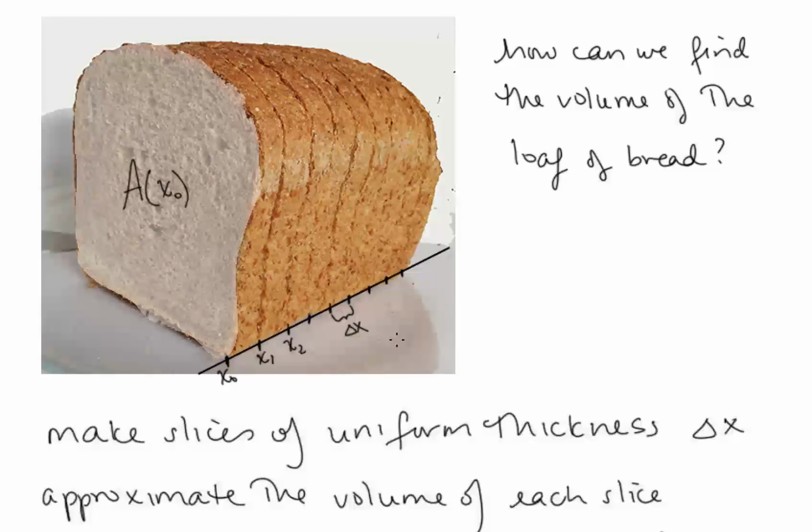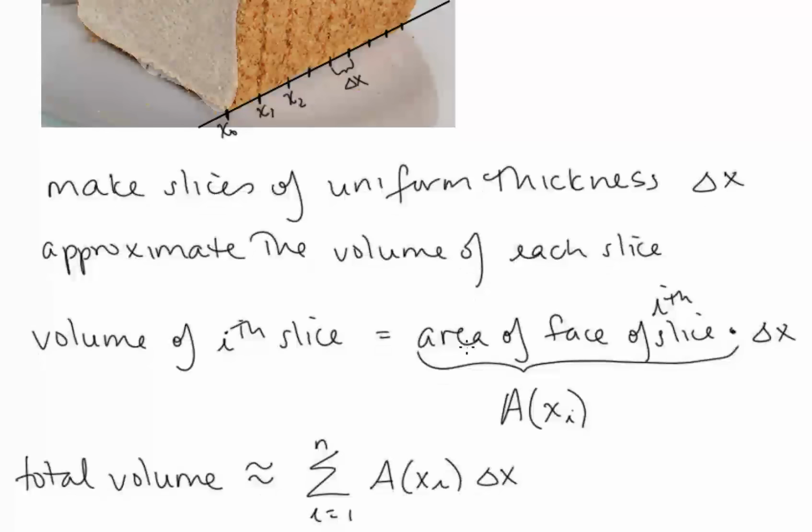Now, how can we approximate the volume of a slice? We can find the area of the face of the slice and multiply that area by delta x. So the volume of the ith slice will be the area of the face of the ith slice, which we call A of xi, multiplied by delta x. And so that's an approximation to the total volume that we're looking for, the loaf of bread.